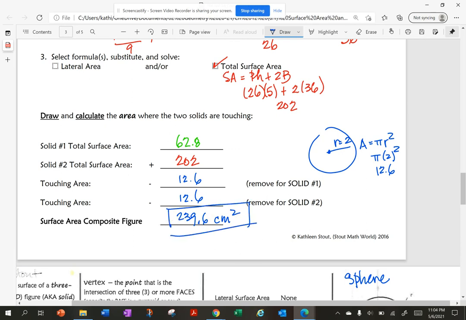Okay, so I find the total surface area of each individual solid, and then I subtract out the touching areas. That's it.